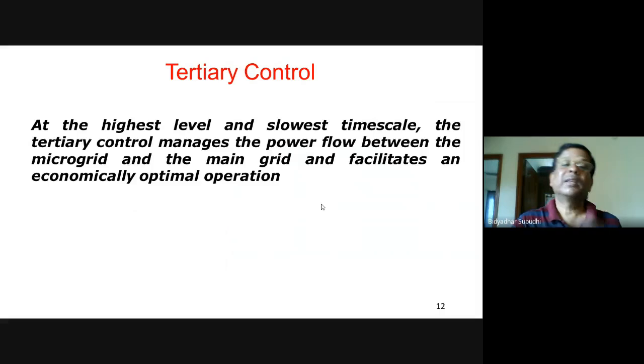The third level, the highest level control, as you know, is the tertiary control. It operates at the highest level and slowest time scale, it is very, very slow. The tertiary control manages the power flow between the microgrid and the main grid and facilitates an economically optimal operation. So this is the top level of control.